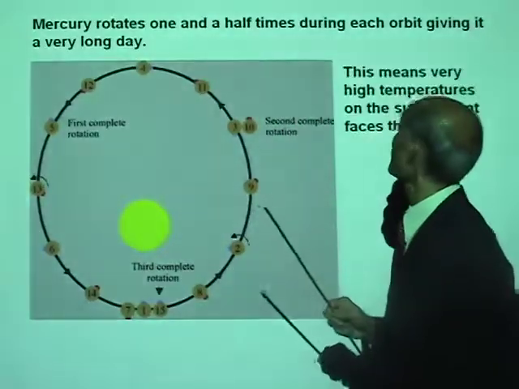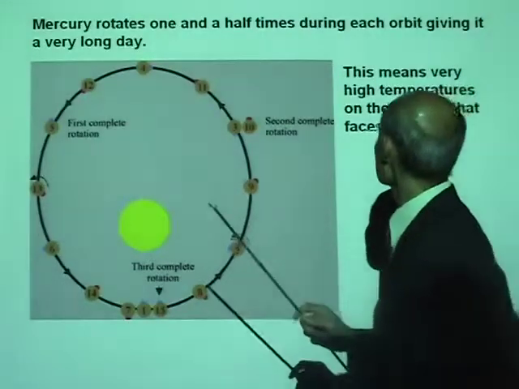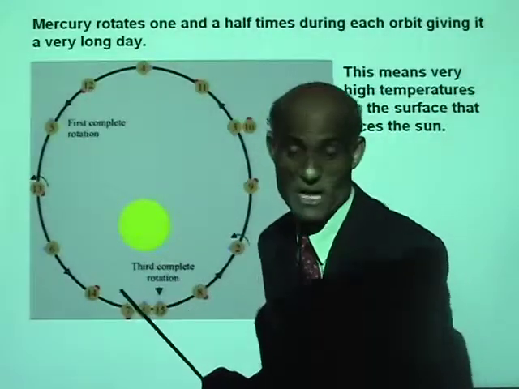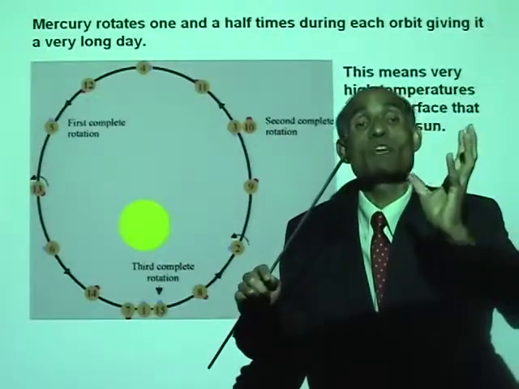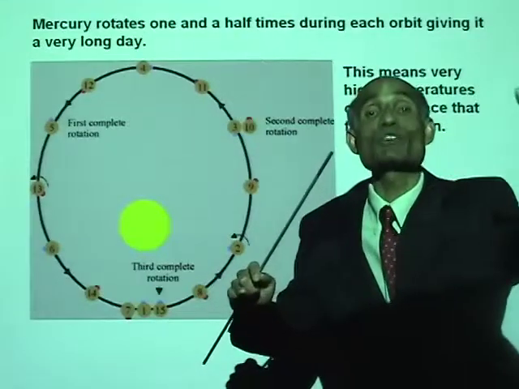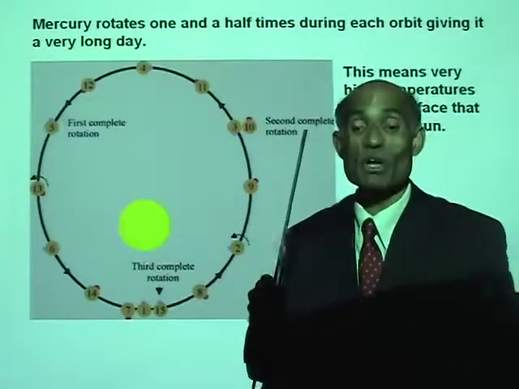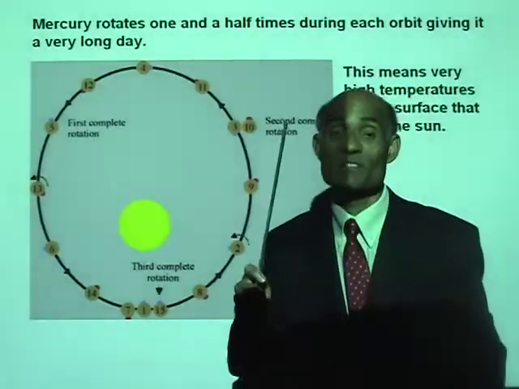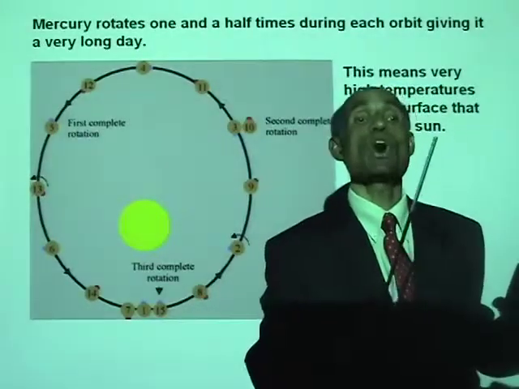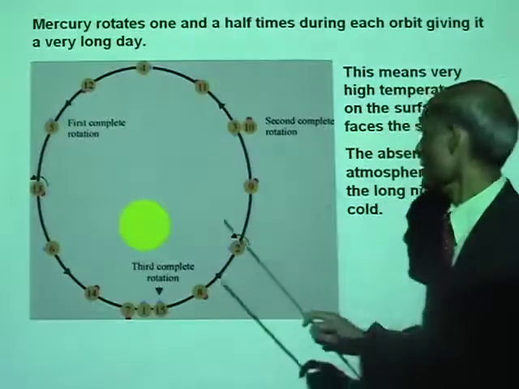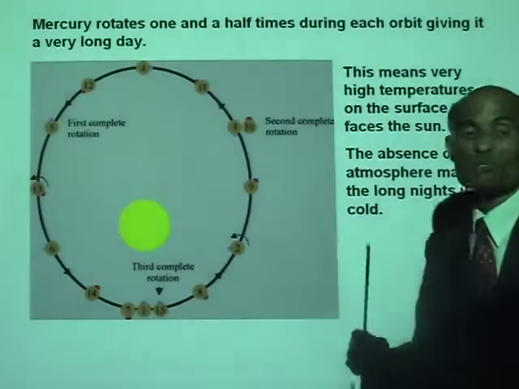What are the implications of that? This means very high temperatures on the surface that faces the Sun. That surface will be facing the Sun for a very long time. So you have very hot days and very cold nights. Is that right? Because there will be very long nights and very long days. The absence of atmosphere makes the long nights very cold.